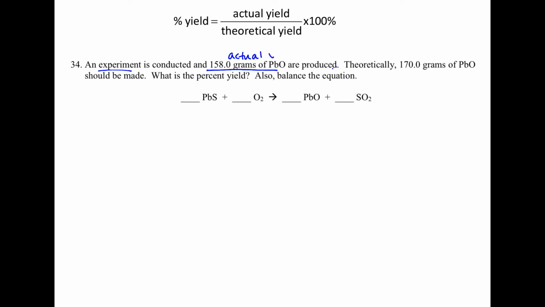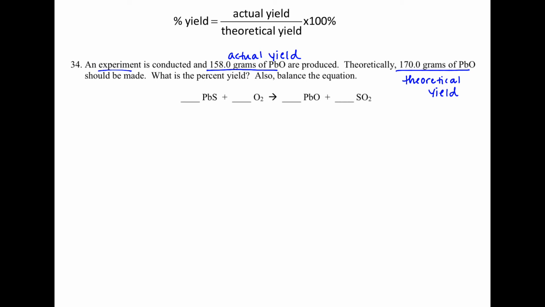Okay, because someone actually did this experiment to get that 158 grams of lead 2 oxide. But then it says, theoretically, 170 grams of PbO should be made. So it even says the word theoretical, which is our giveaway there. But even if it hadn't said the word theoretical, we would get that because it didn't say anything about a lab to get that number. It was just sort of the maximum amount possible.